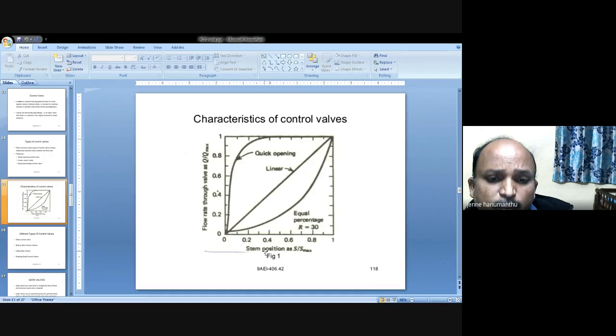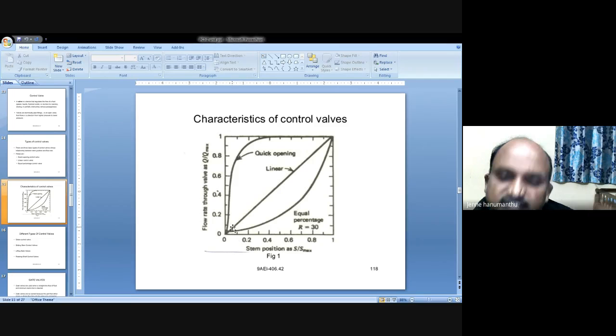So how much percentage the stem position is changed, that same percentage of flow rate is also changed on the output side. But remember, it is not linear. It is not linear. If there is a percentage change in stem position, there is also a percentage change of flow rate.